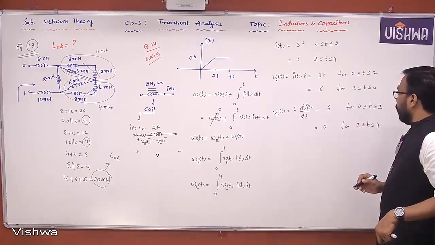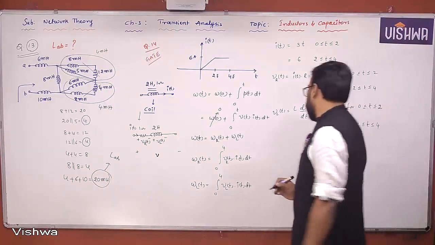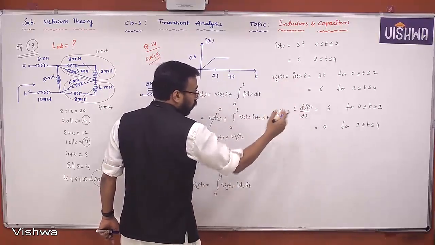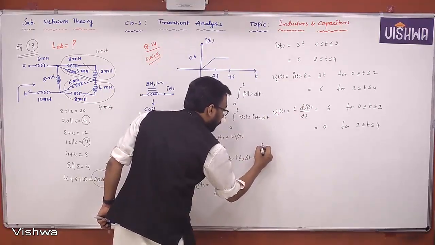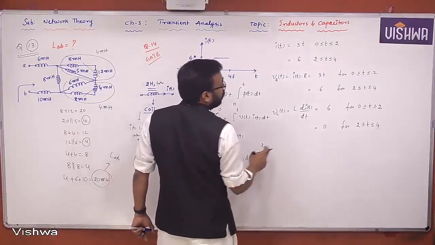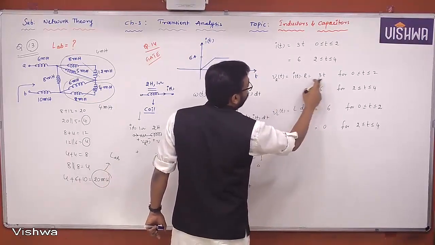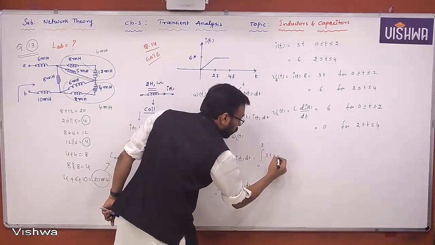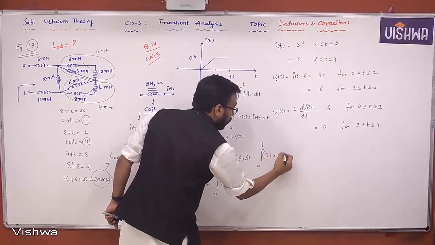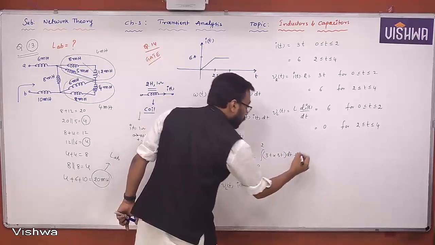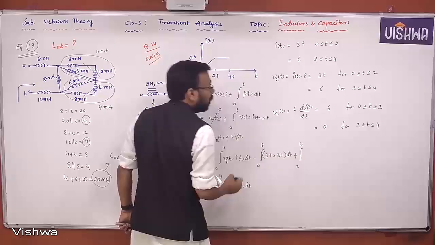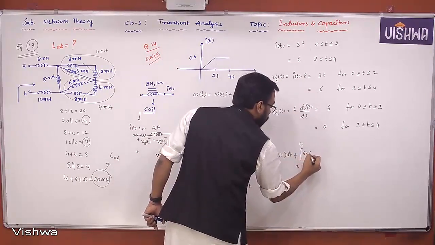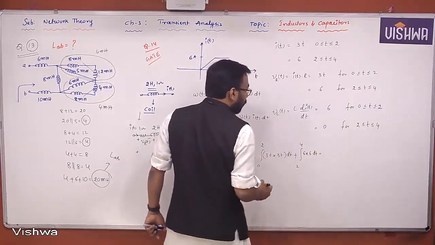Now, let us try to find what is WR of t. We can split because we have 0 to 2 and 2 to 4. So from 0 to 2, VR of t into I of t. VR of t is 3t and I of t is also 3t. So 3t into 3t dt, plus from 2 to 4, you have 6 into 6 dt. Yes or no?